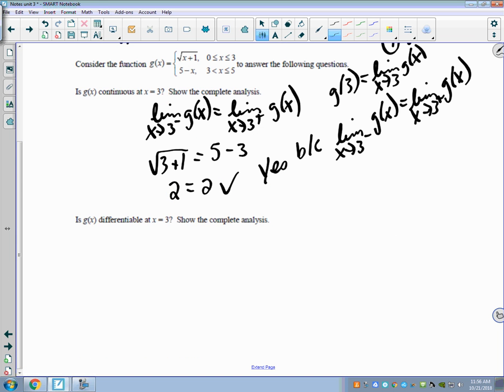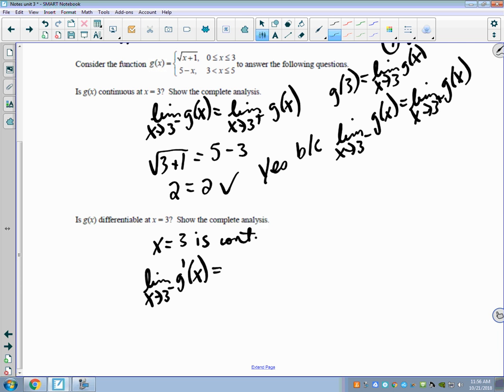But the new part is, is it differentiable at 3? Step 1, if it's continuous, it could be differentiable. So x equals 3 is continuous, so that's one thing to check. Without graphing it, it's hard to know, is there a jump or a hole in the graph? We know there's not a hole because it's continuous. That's where we can look at the derivative.